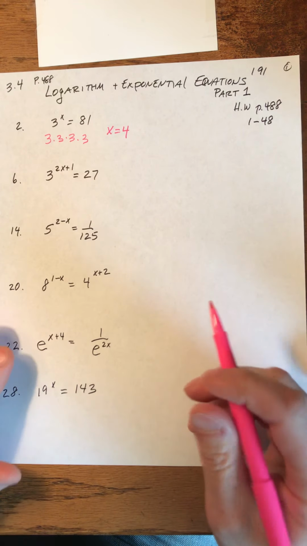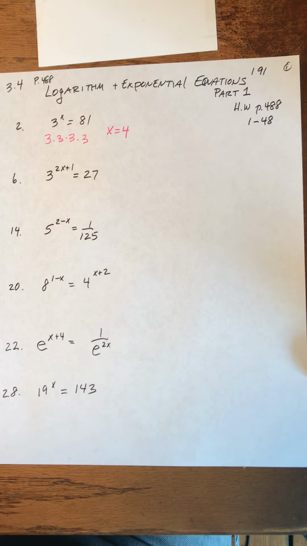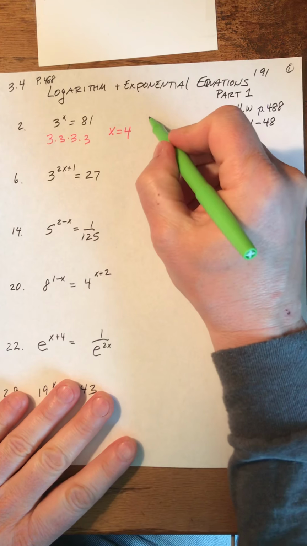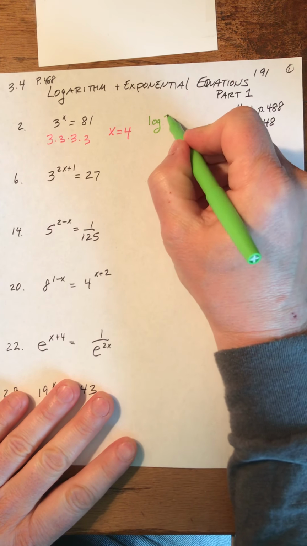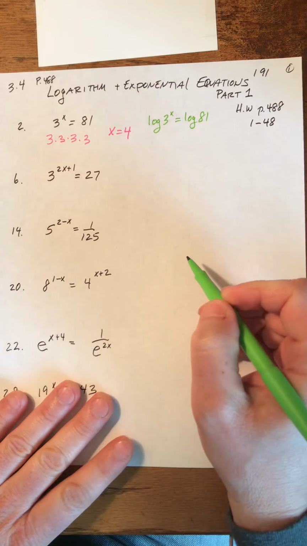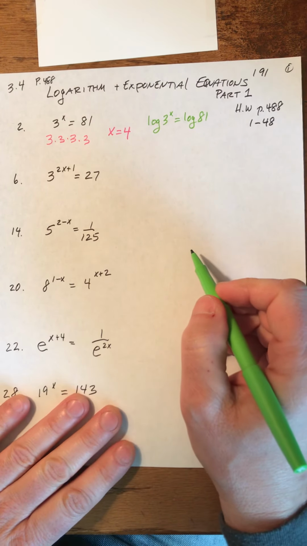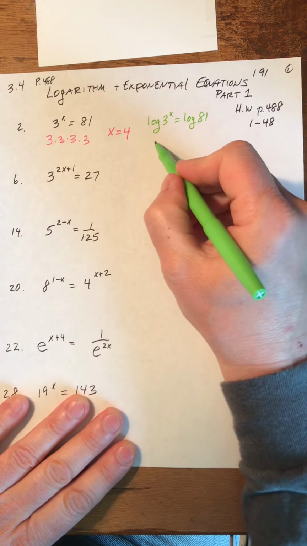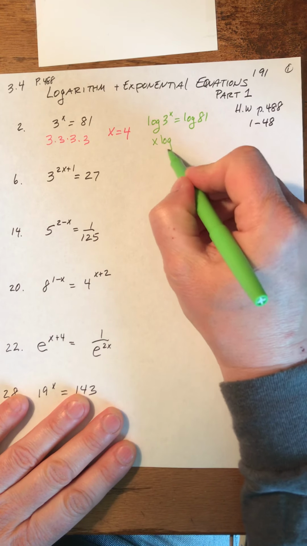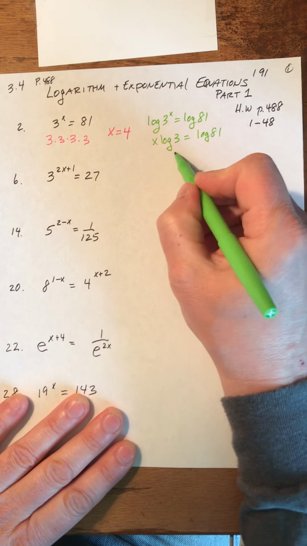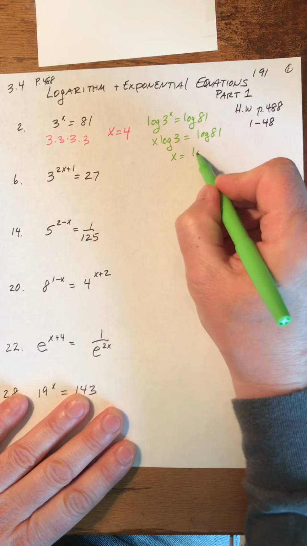The other way to do it is if you can't think of that, say it was a number that I couldn't think of or it was too big, what we could do, and we're going to get into this a little bit more for the harder ones, is take a common log of each side. And remember, we're allowed to do anything we want to both sides of an equal sign, right? So we took the log of each side. We're using our properties. We'll move this one out front. And then we'll just solve for x by dividing both sides by the log of 3.